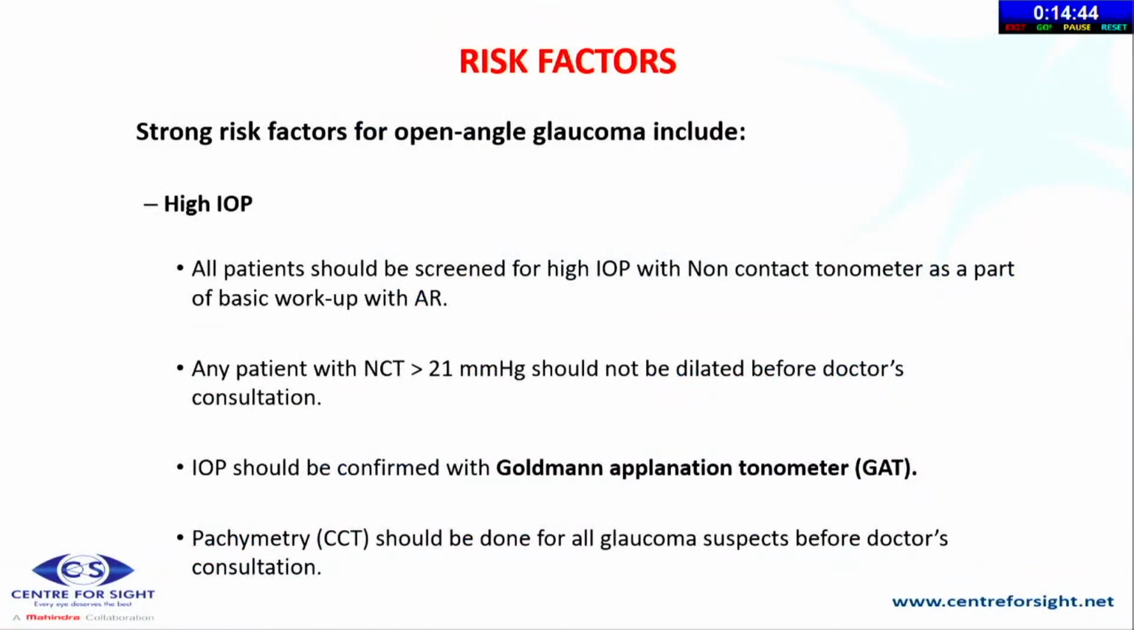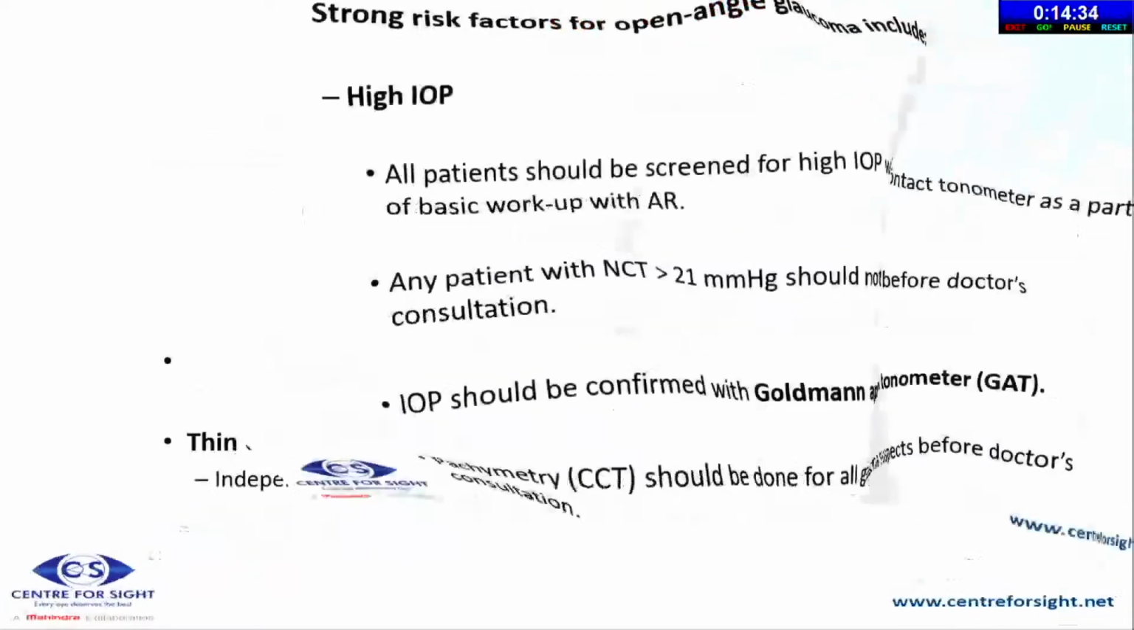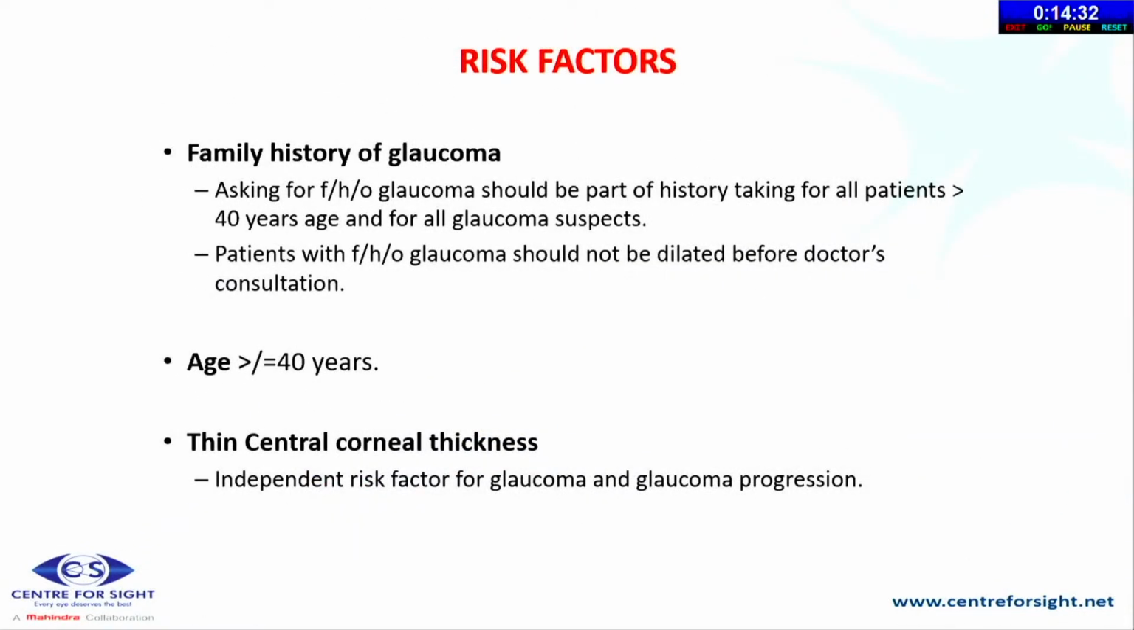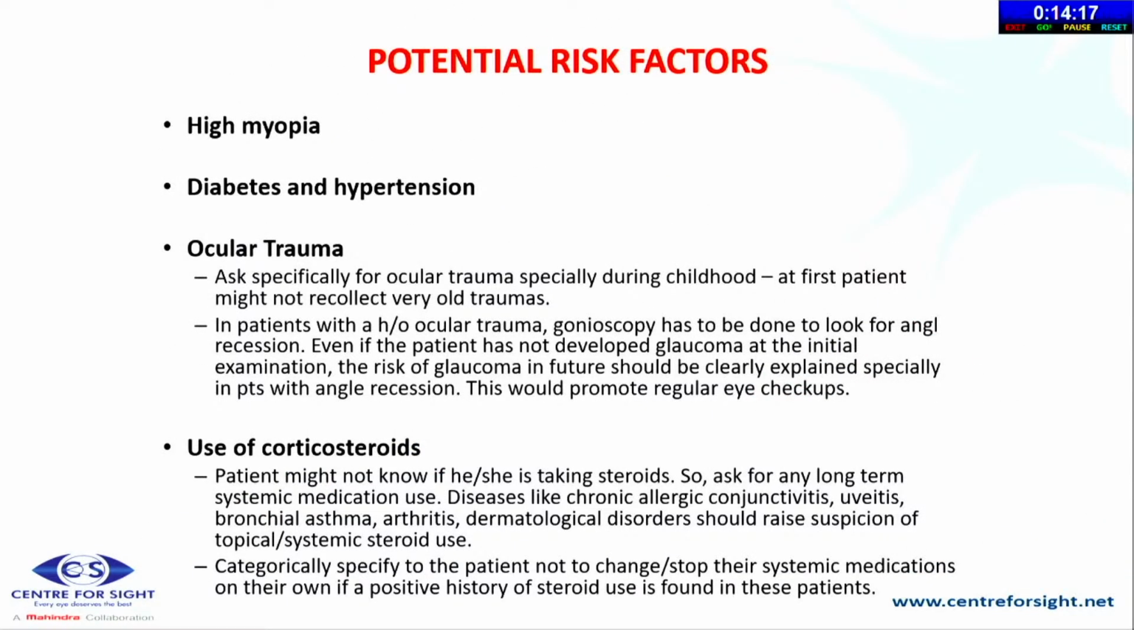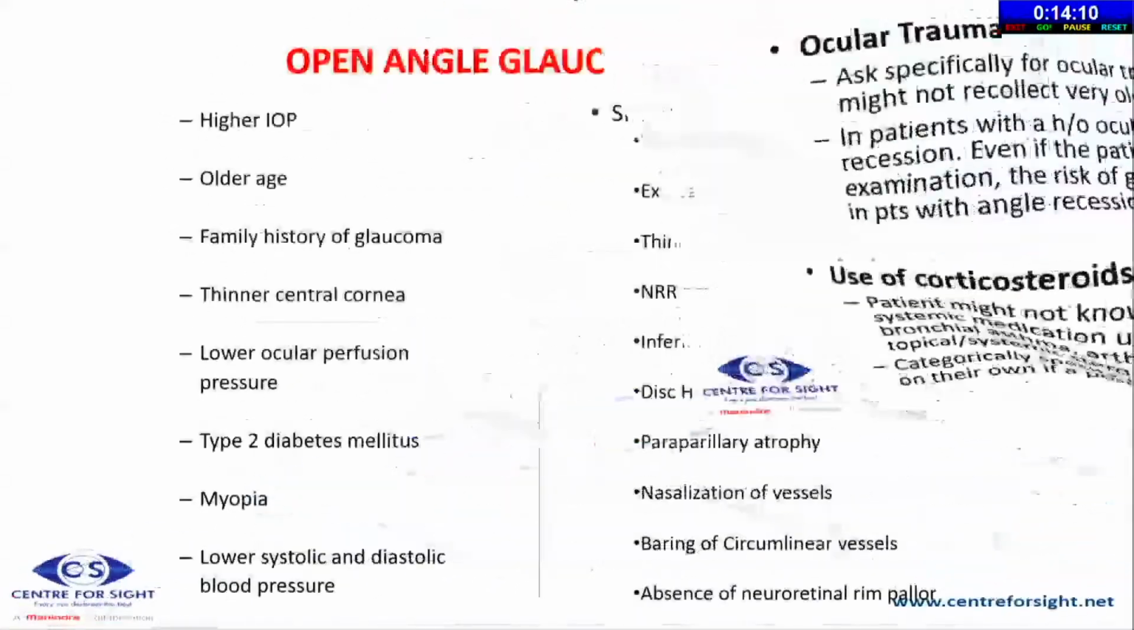Coming on to the risk factors, it's very important to evaluate risk factors for diagnosis of open angle glaucoma. Increased intraocular pressure, of course, is one of the most important risk factors. Applanation tonometer is still the gold standard. Family history of glaucoma is again important. Age more than 40 years. Thin central corneal thickness is an independent risk factor for diagnosis as well as progression of glaucoma. It's very important. Other risk factors are high myopia, diabetes, hypertension, history of ocular trauma, and corticosteroids, which need to be ruled out for other secondary causes.